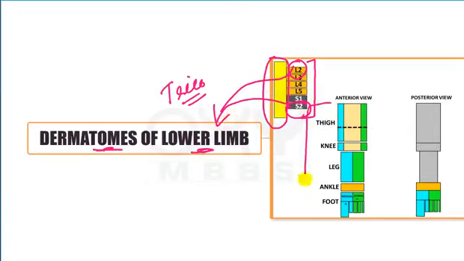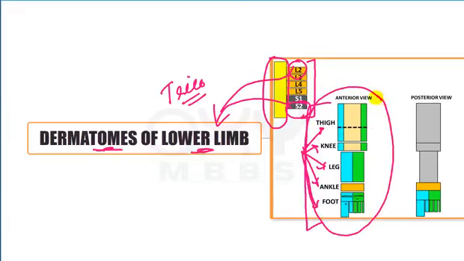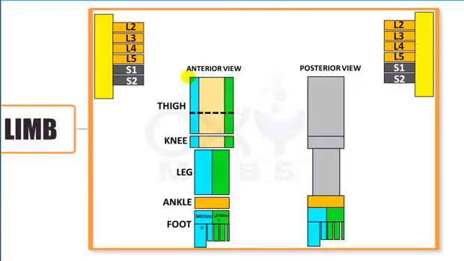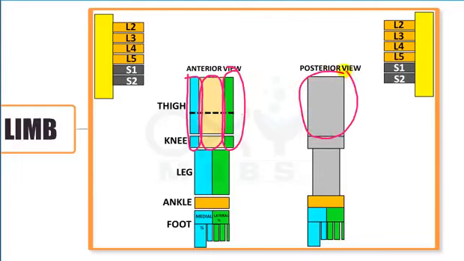And these are the parts of the lower limb, and it includes the thigh, the knee, the leg, the ankle and the foot. This one is the anterior side of the lower limb, and this one is the posterior side of the lower limb. And this one is the medial side of the thigh and knee. This one is the lateral side of the thigh and knee. This one is the anterior side of the thigh and knee. This one is the posterior side of the thigh and knee.